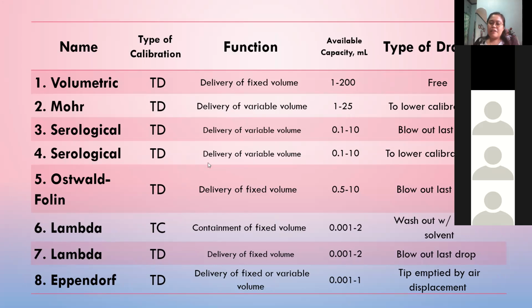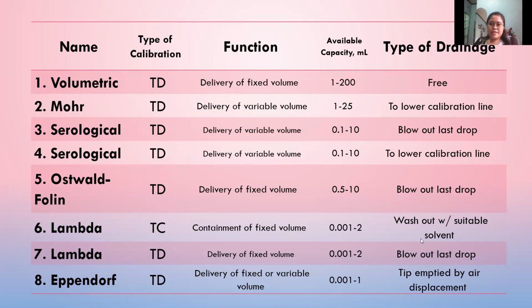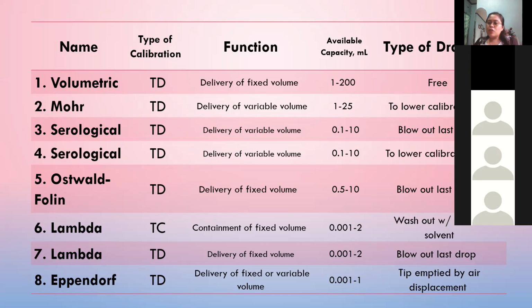We have the one to contain a fixed volume of liquid, and the other one is to deliver a fixed volume of liquid. They are the same sizes, however, they differ in terms of the type of drainage. The lambda pipette to contain is washed out totally, but you have to do it with a suitable solvent. If some liquid remains inside, you really have to drain it totally with the help of a solvent that is non-reactive or suitable with the solution. While the lambda pipette used to deliver a fixed volume of liquid is a blown-out pipette. So everything is drained, but without the aid of a solvent.